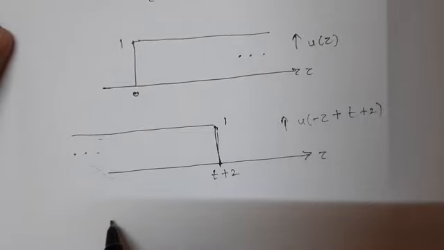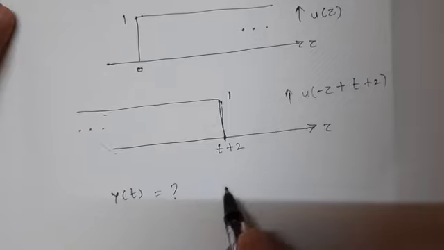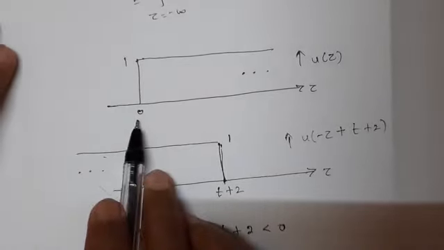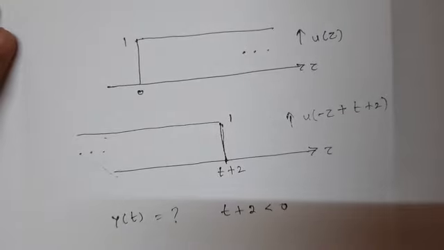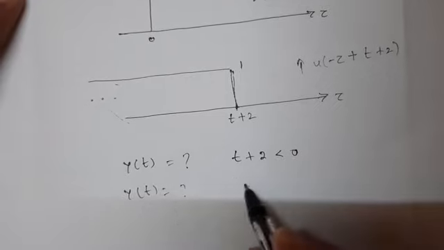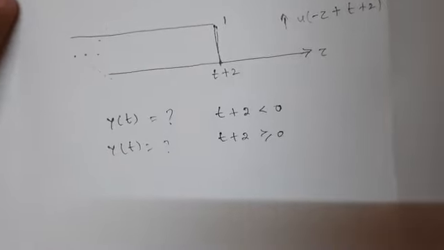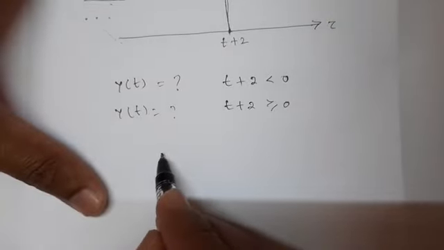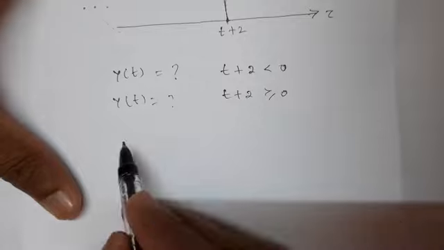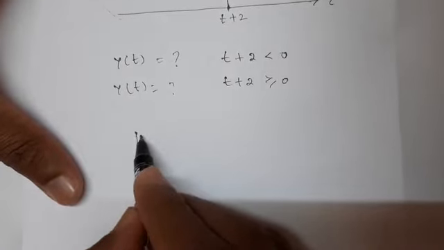So what do you get? y of t for t plus 2 less than 0 is 0, because here your signal is u of tau only. And y of t for t plus 2 greater than or equal to 0: quickly I'll try to draw this for the condition t plus 2 less than 0. First I have u of tau.